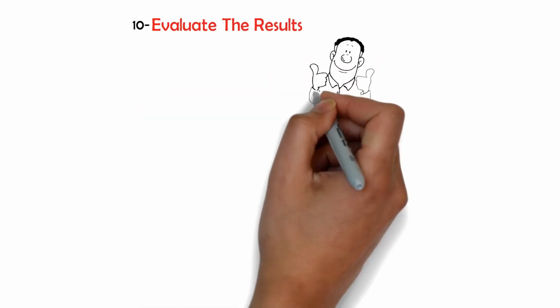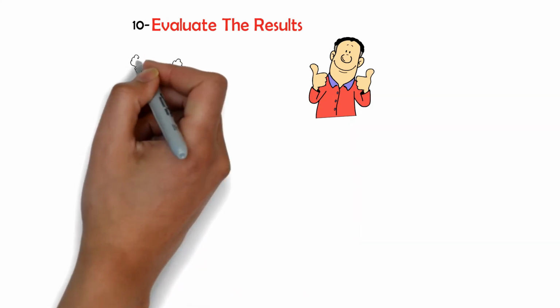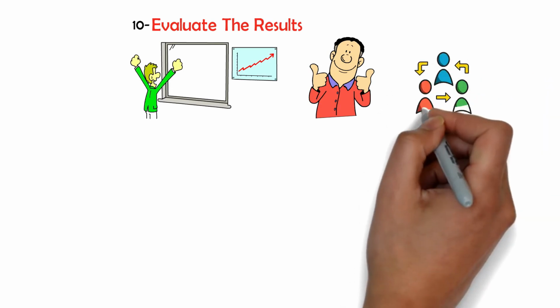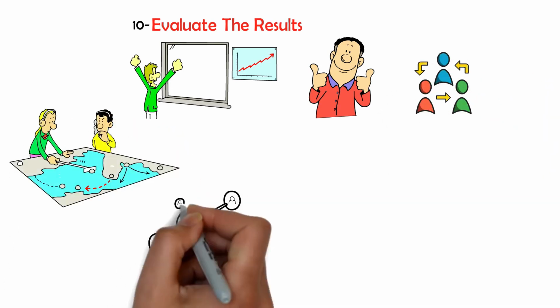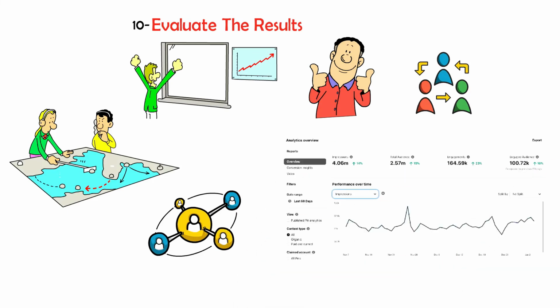Number 10. Evaluate the results. You want to make sure that your Pinterest marketing strategy is working. You need to know if you're actually improving your business's conversions and brand awareness. You'll need to evaluate your referral traffic, leads generated, number of engagements, and so on. The best way to do this is through Pinterest Analytics.